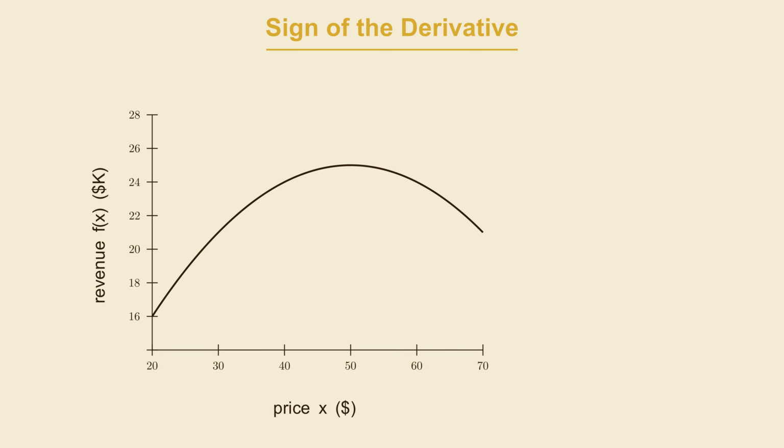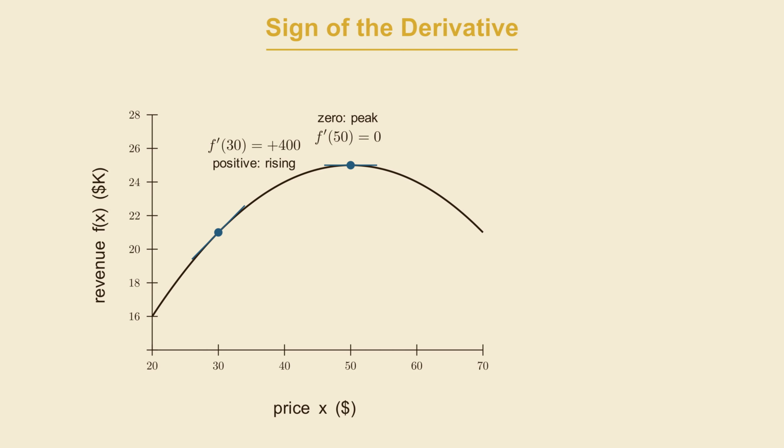Now let's talk about what the sign of the derivative actually tells us. At a price of 30, the derivative is 400. That's positive, so revenue is increasing at that point. So that means that raising the price a little bit would bring in more money. At a price of 50, the revenue hits its peak, and the derivative there is 0.